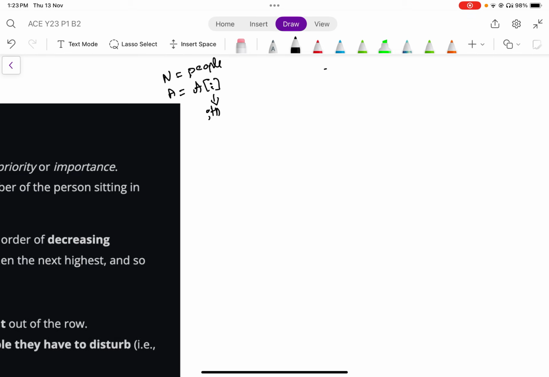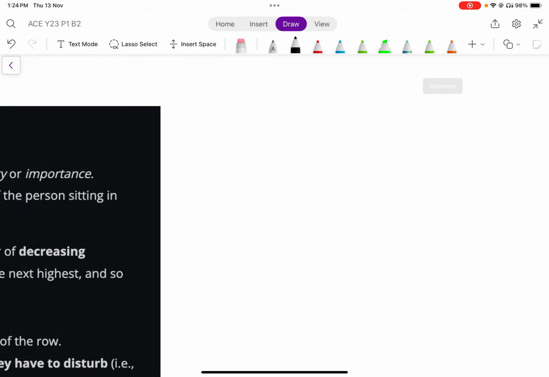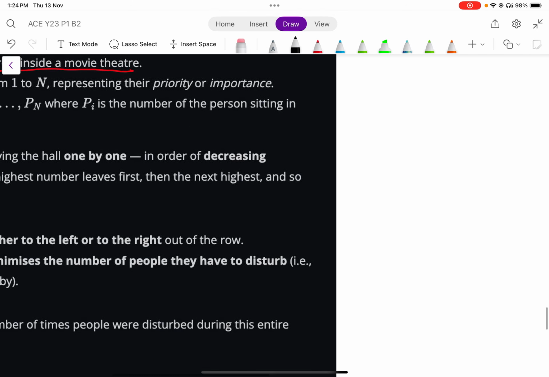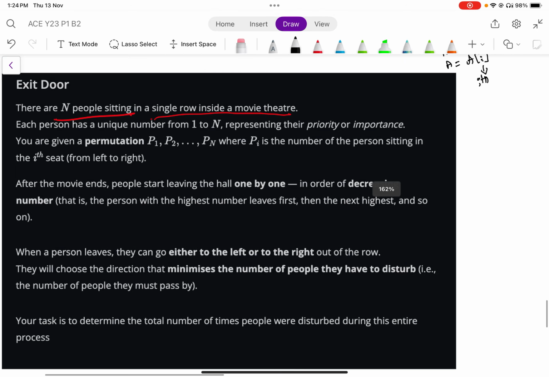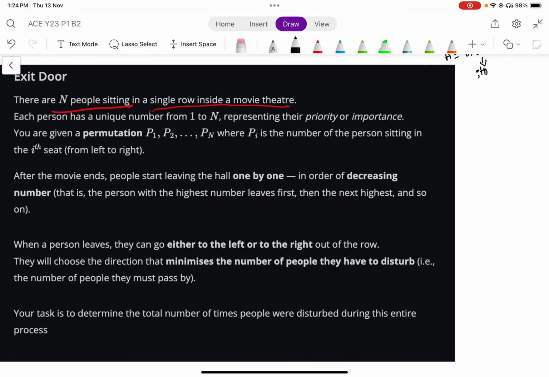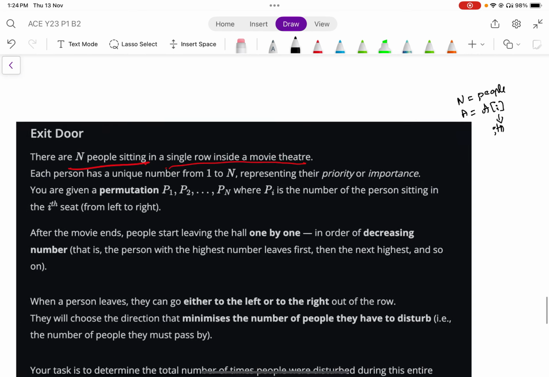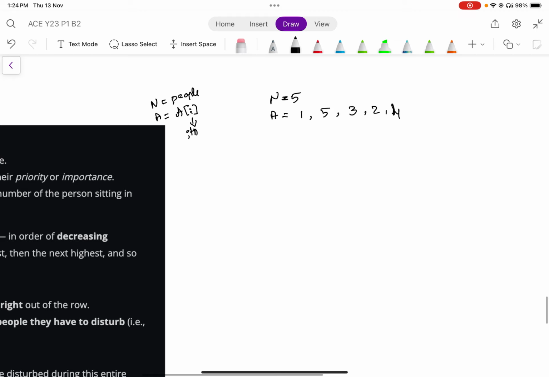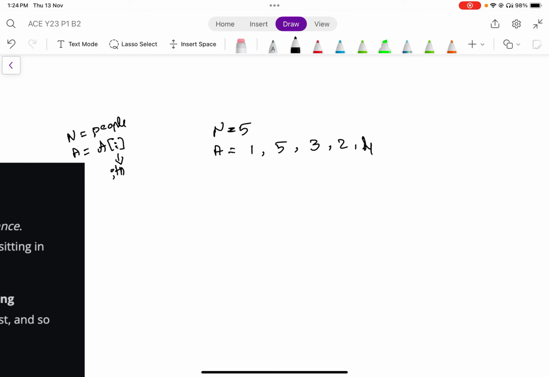Let's take a test case where n is equal to 5, and the array will be 1, 5, 3, 2, and then 4, sorry. There are a few things as well. After completion of the movie, the person who has the top priority needs to leave the theater first.